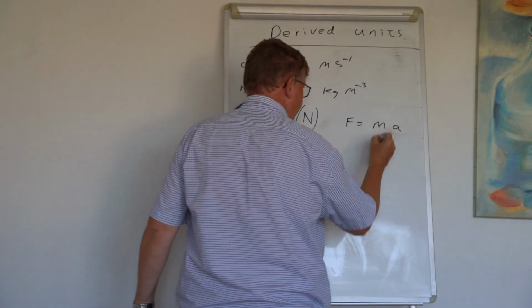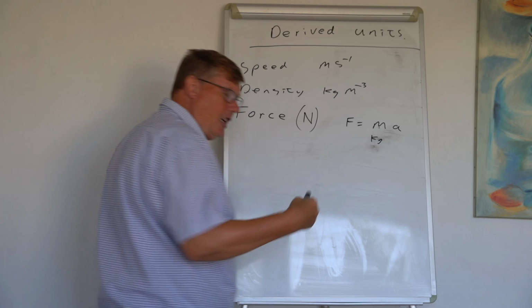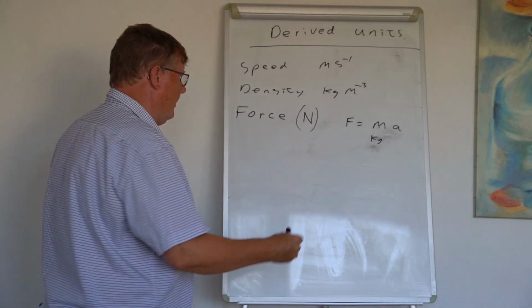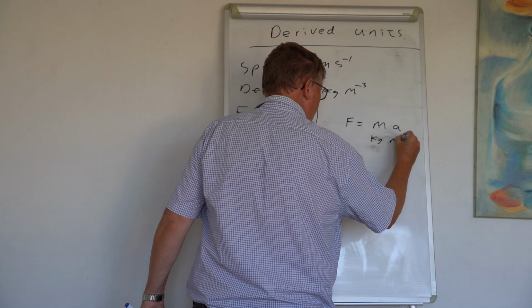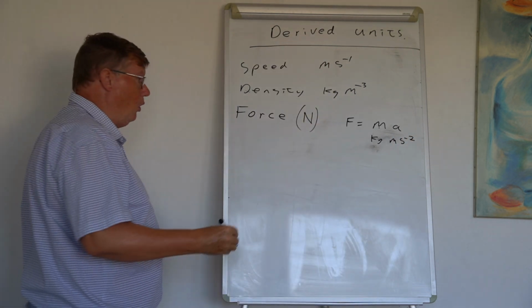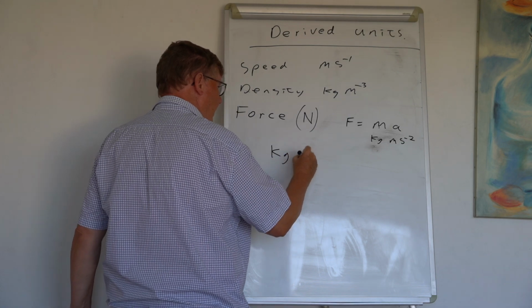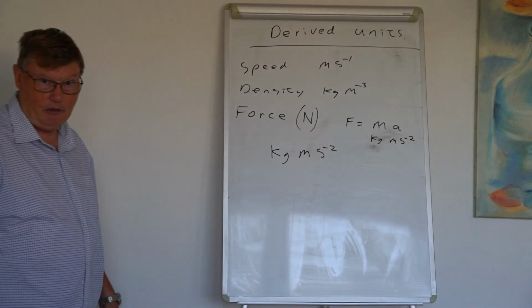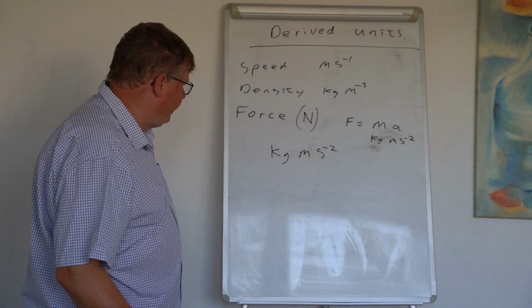Well, mass is in kilograms, and acceleration is the change in speed with time, and the units of acceleration are ms to the minus 2. So the units of force, a newton, can be written as kilogram meters s to the minus 2. Do we have to know this?